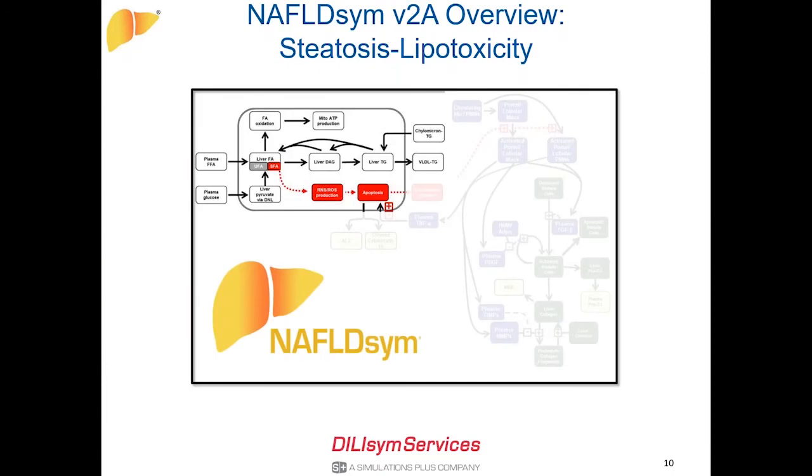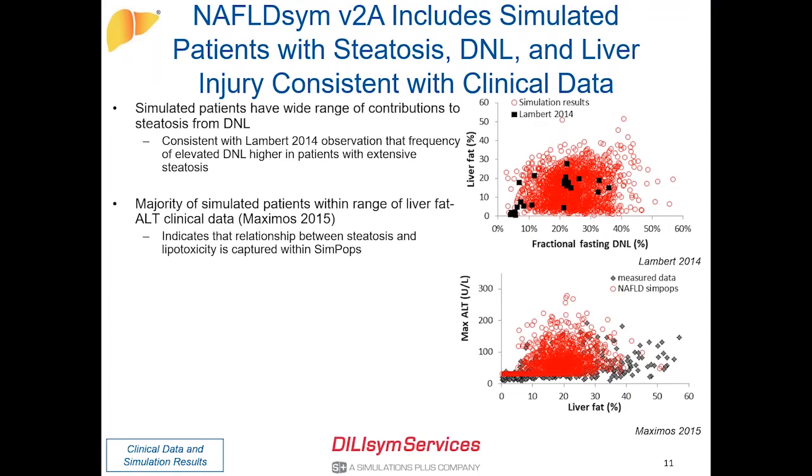So let me take a couple of minutes to walk through a couple of snippets of the data and how well the model is able to capture them throughout the four key submodels. We'll start with the steatosis and lipotoxicity aspects. And here, let me just orient you. Consistently, our simulated patients will be represented in red, whereas the clinical data will be represented in black, or in this case, the dark gray.